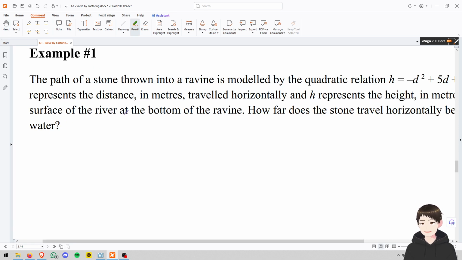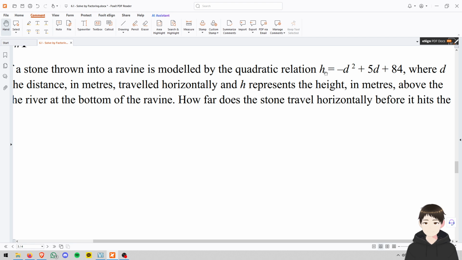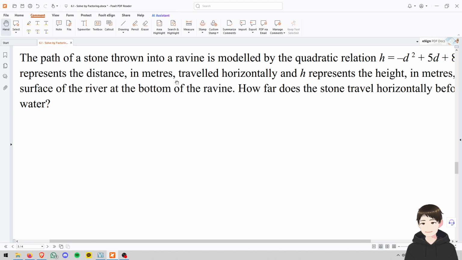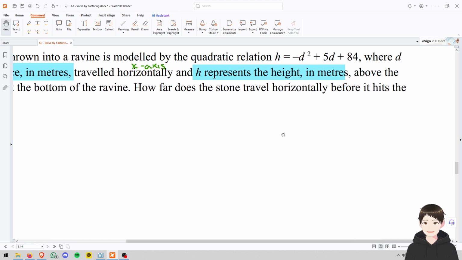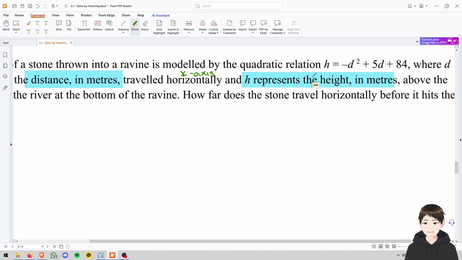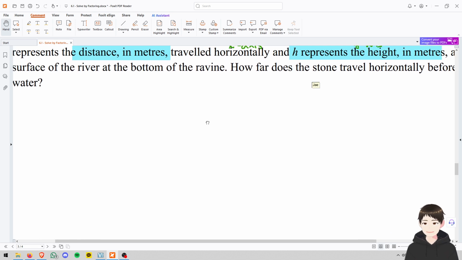The path of a stone into a ravine is modeled by the quadratic relation, height based off of distance. D represents the distance in meters traveled horizontally. In other words, that's the x-axis. H represents the height in meters traveling vertically, so that's the y-axis, above the surface of the ravine. How far does a stone travel before it hits the water?